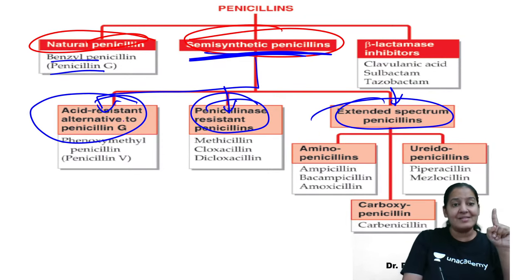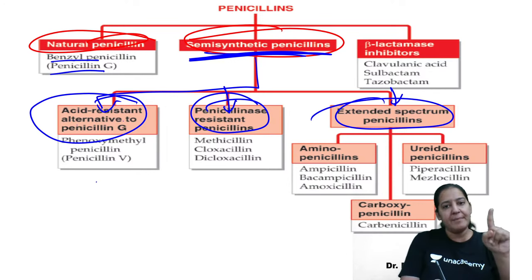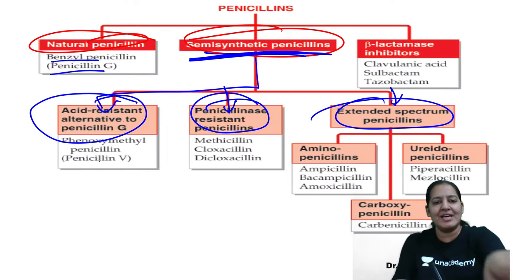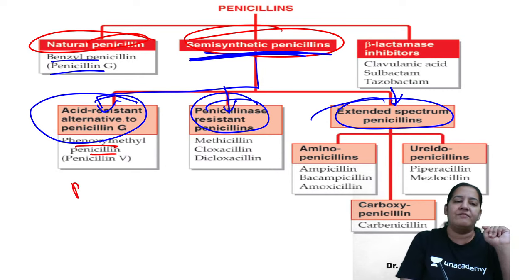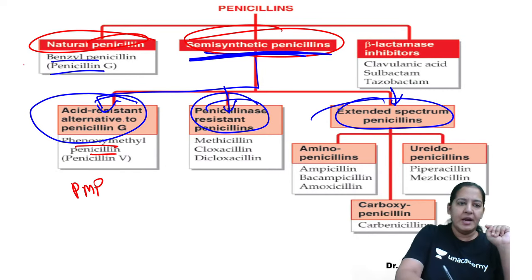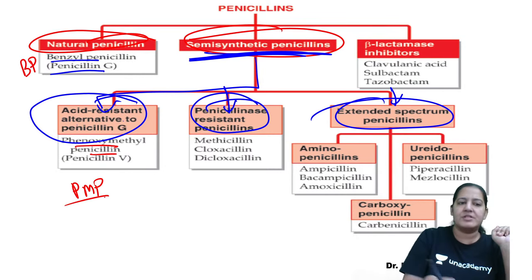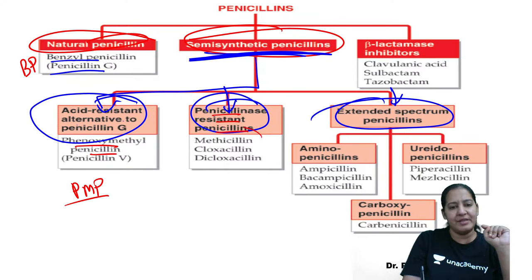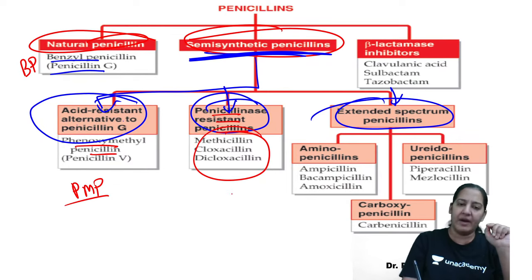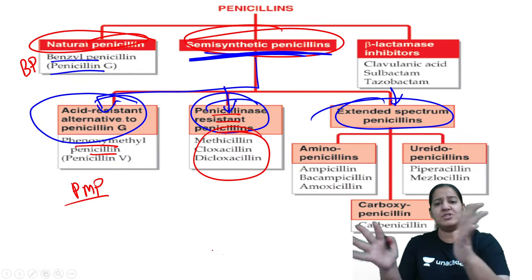So in acid-resistant alternatives, only one penicillin is there. The name of the drug is phenoxymethyl penicillin. Here, benzyl penicillin was there; here, phenoxymethyl penicillin. Only one drug is there. Penicillinase-resistant penicillin, there are five drugs. Here, only three names are given. I will tell you all five. I will teach you each of these categories.